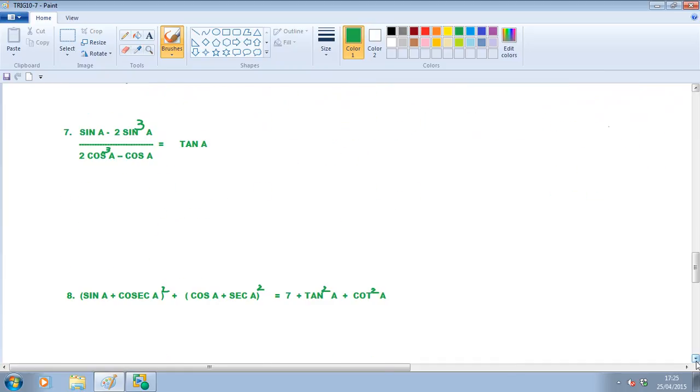Next problem. Sin A minus 2 sin cube A divided by 2 cos cube A minus cos A is equal to tan A.